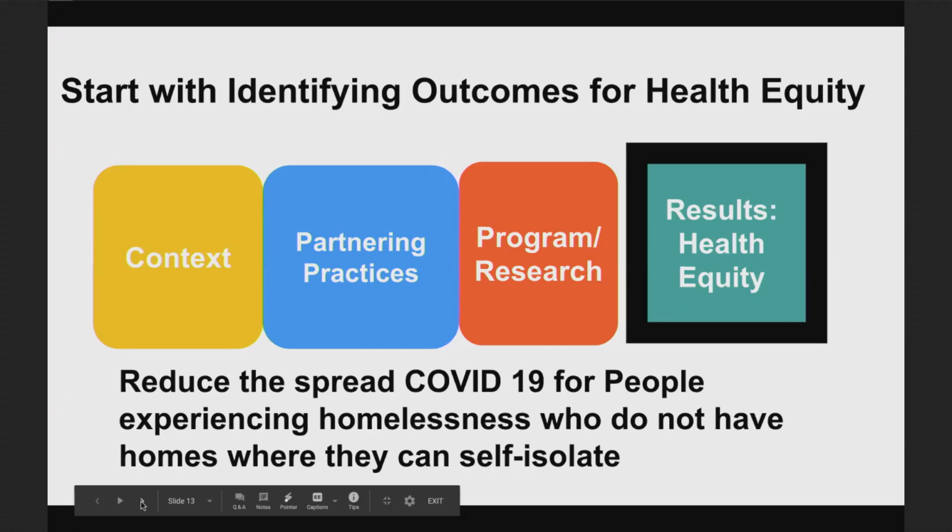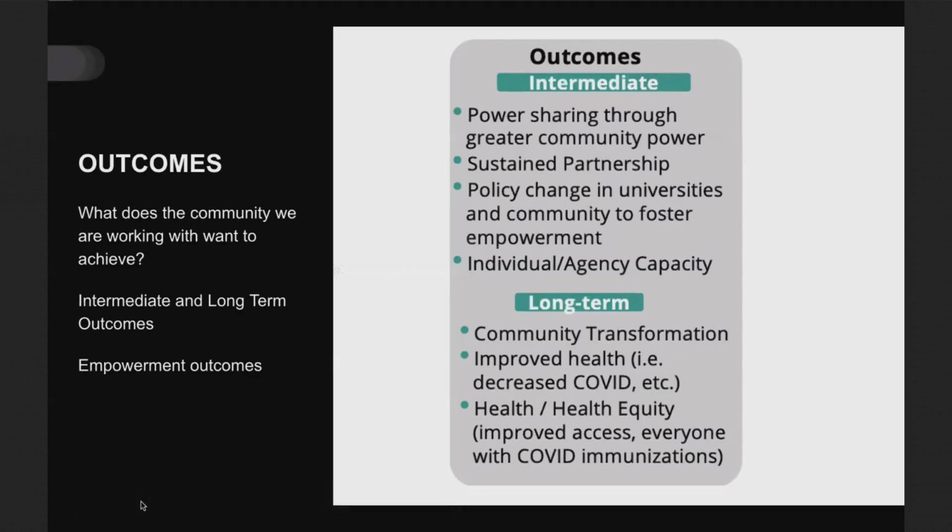They're disproportionately affected. We did not look at just health outcomes. Yes, we wanted community transformation and improved health, like decreased COVID and improved access, but we were also looking at intermediate outcomes, like what power sharing we were doing inside this multi-sector group and the community. What kind of sustained partnership were we building? What policies were we changing? And were we helping empowerment outcomes such as individual and agency capacity?